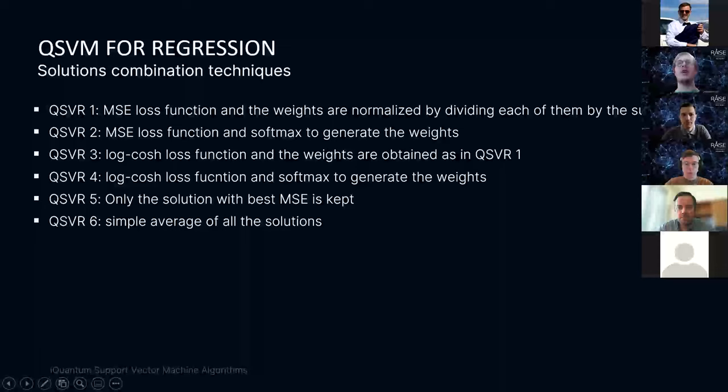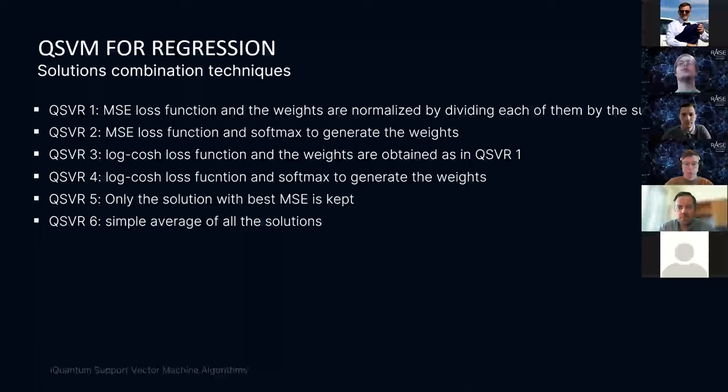I thought, why not do the most common thing, which is a simple weighted average of the solutions. Basically, I came up with six methods, but others can be developed in future. Sometimes I'm also getting ideas for new ones. The main idea, without going into detail on each, is that after I trained the machine, I have a set of classifiers or regressors. I test each regressor on the training set. Then I calculate a loss function with the actual values.